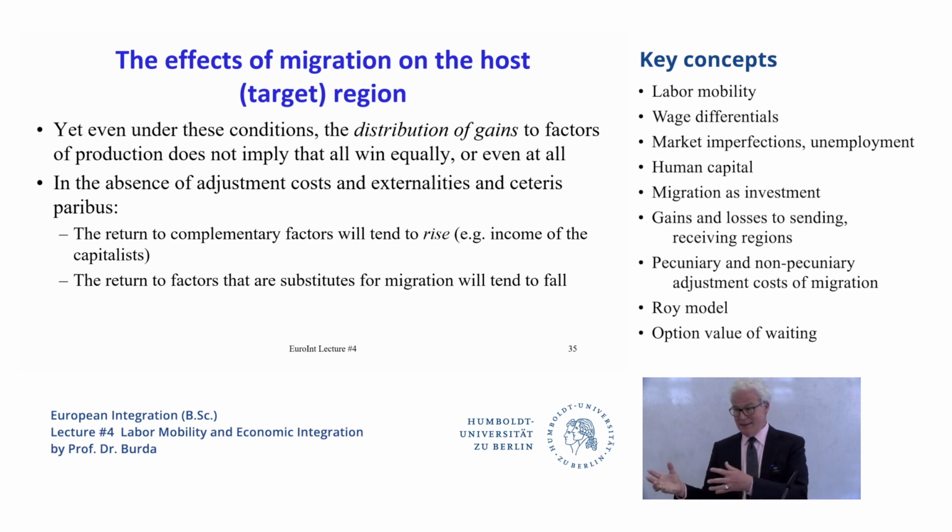Complementary means I need those guys to make my business work or to make my factor work. And substitutes mean we're competing with each other. So obviously, in the capital-labor case, labor from abroad coming here will compete with labor already here. Those are substitutes. But if I'm a capital owner, I'm going to profit from immigration. Okay? So returns to the factors that are substitutes tend to fall. If I'm competing with the people from Poland or Bulgaria, my return, my wage, will fall.